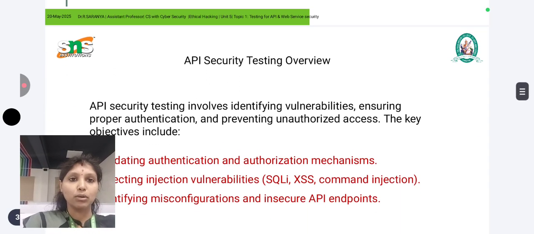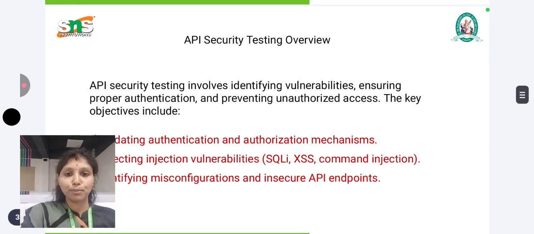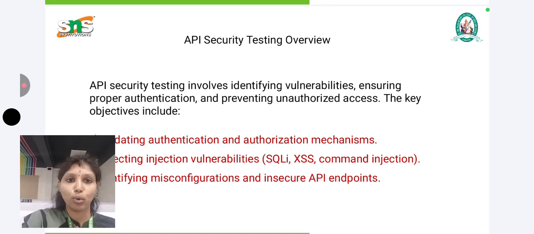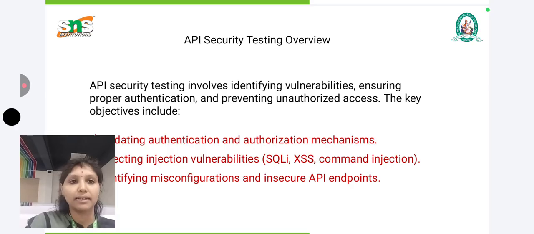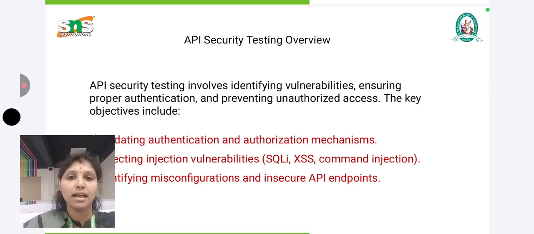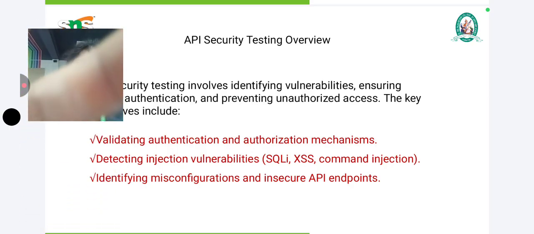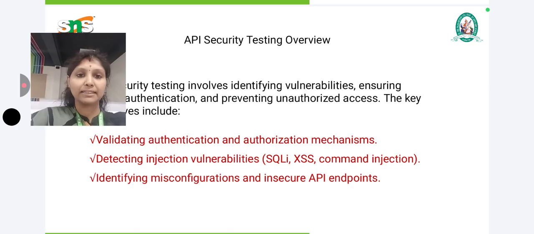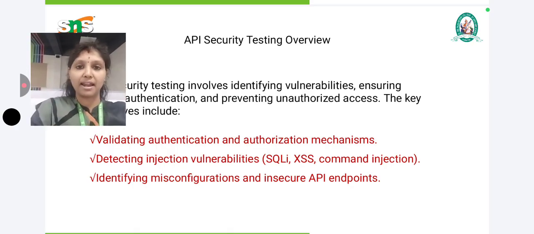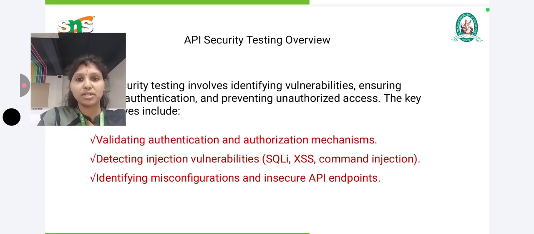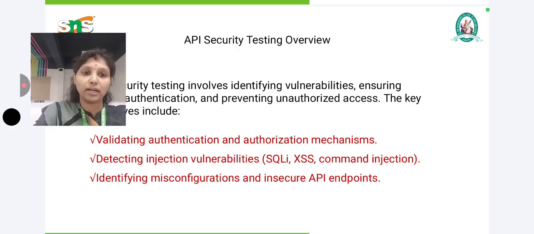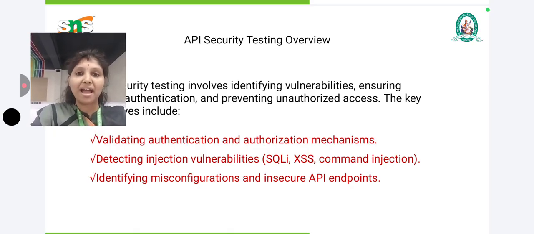Now let us see the overview of API security testing. The application programming interface security testing involves identifying the vulnerabilities as well as ensuring the proper authentication and then preventing the unauthorized access. The main key objectives are validating authentication as well as the authorization mechanisms, and then detecting the injection vulnerabilities by using some kind of tools of attacks like SQLi and then XSS, command injections.